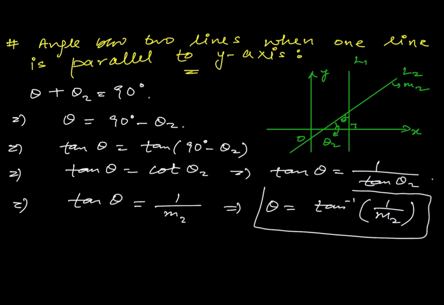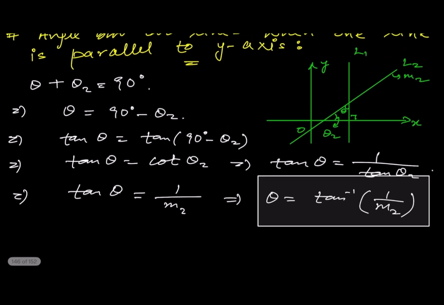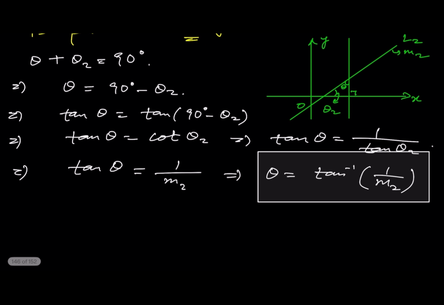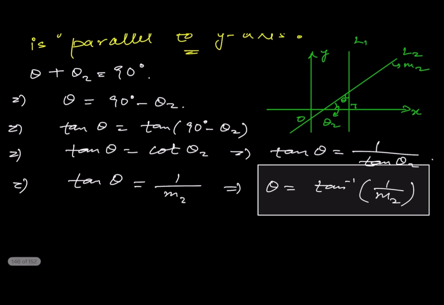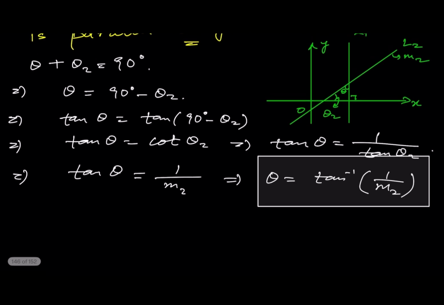So students, if we need to find the angle between two lines when one line is parallel to the y-axis, then we can say directly the angle will be tan inverse of the reciprocal of the slope of the given line other than the line parallel to the y-axis.